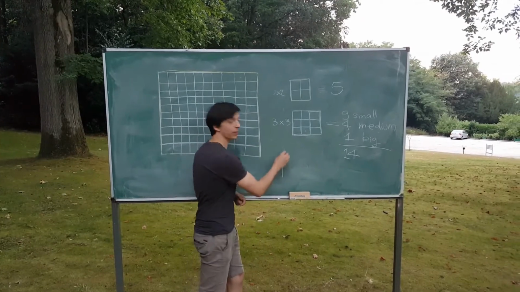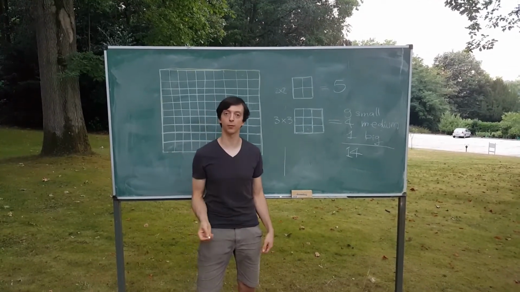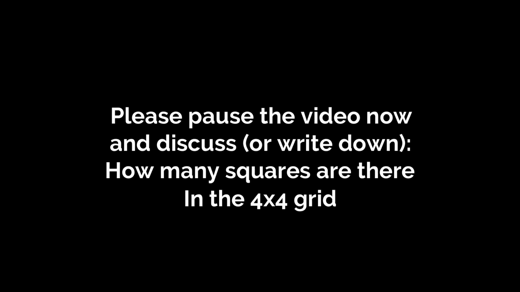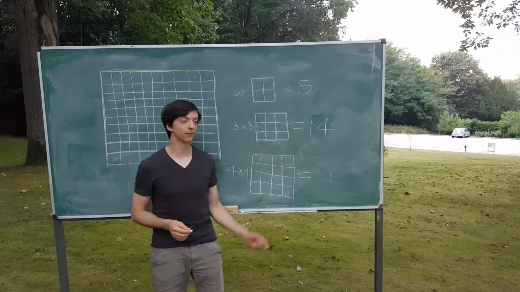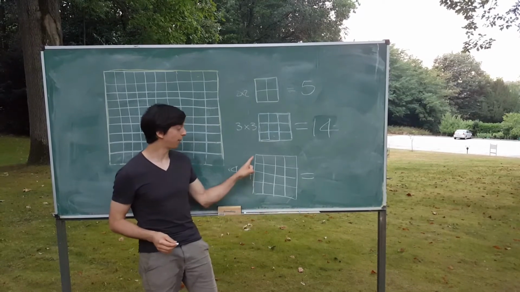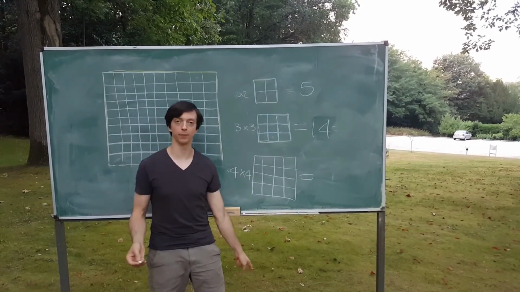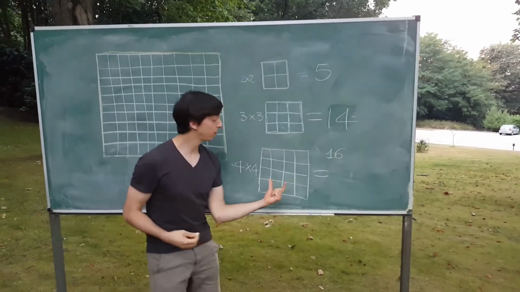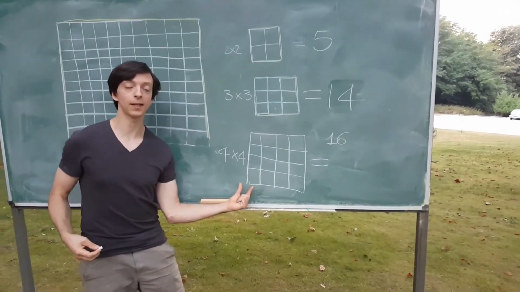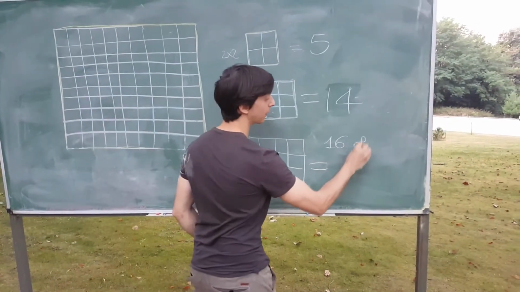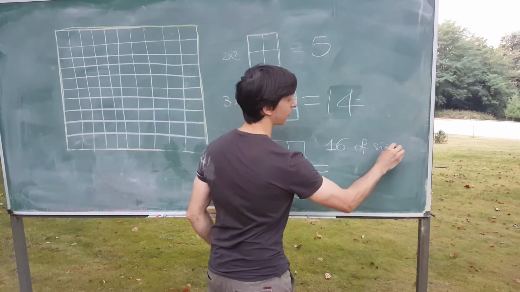Now let us try with the next case. That would be a 4 times 4 grid. Please stop the video now and try yourself. Okay. So let me count first the smallest ones. I have 4 times 4, 16 of them, easy. So I have 16 squares which are small. And by small I mean that they are of size 1. So for instance one of these, let me write of size 1.